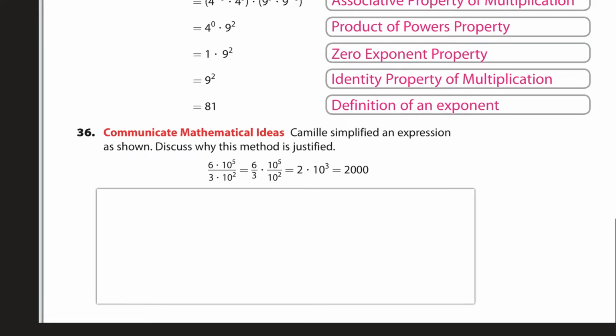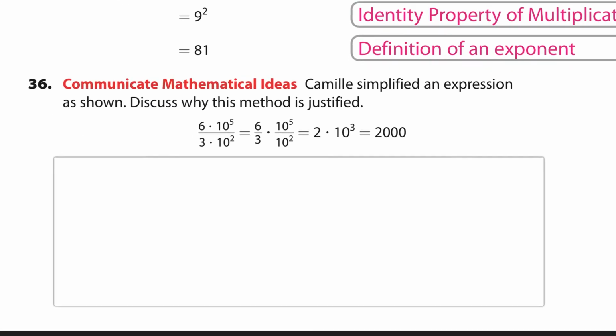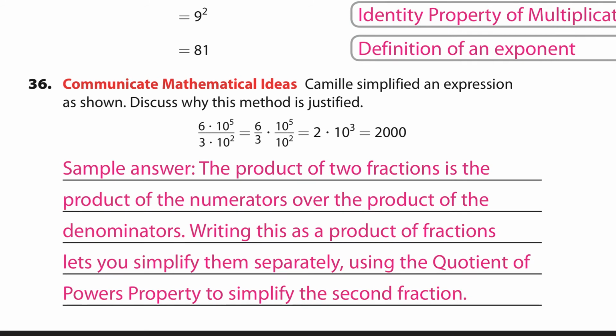So Camille simplified an expression as shown. Discuss why this method is justified. Let's see, what did she do? She separated them out, and then she used that quotient property, right? Because 5 minus 2 is 3, and 6 divided by 3 is 2. And this is what the publisher had to say. The product of two fractions is the product of the numerators over the product of the denominators. Okay, top times top, bottom times bottom. Writing this as a product of fractions lets you simplify them separately using the quotient of powers property. That's this right here, 5 minus 2 is 3, to simplify the second fraction.